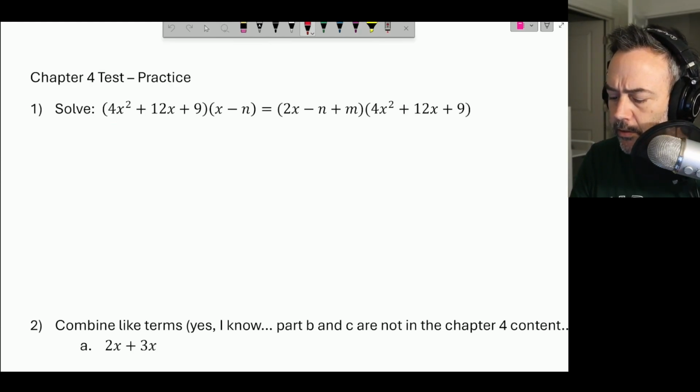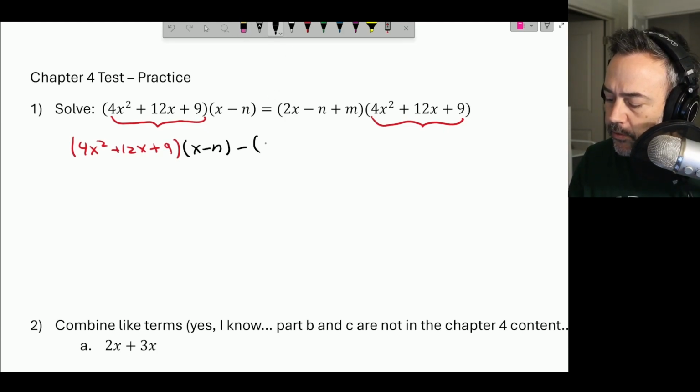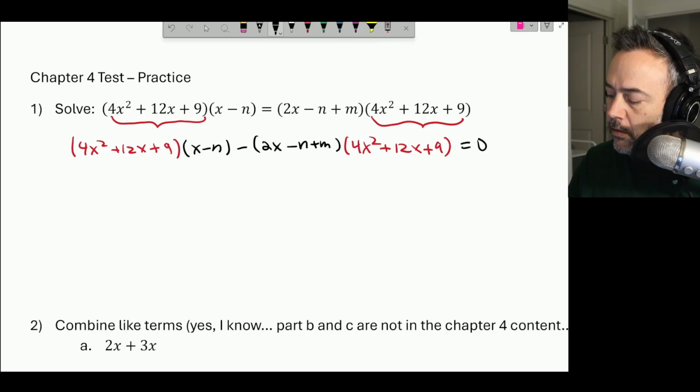Okay, first thing to notice, do you notice this quadratic is the same as this quadratic? So that's a common factor. So 4x squared plus 12x plus 9 times x minus n. And I'm going to subtract this entire other thing over to the other side. I don't want to distribute anything. Awesome. We got 0 by itself. That's always the key. Now, factor.